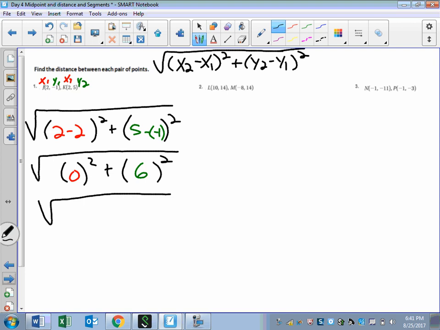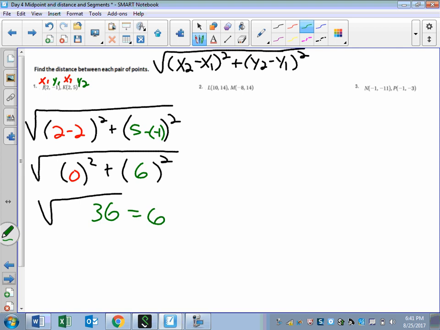So 0 squared is just 0, so I'm not going to write that. But 6 squared, 6 times 6 is 36. Okay, and the square root of 36 is 6. So this kind of undoes itself and goes back to just being 6.